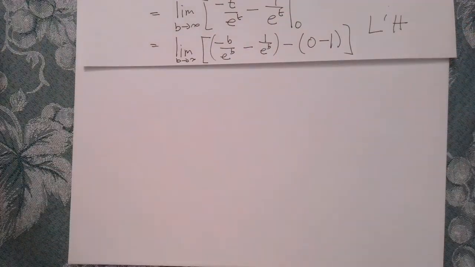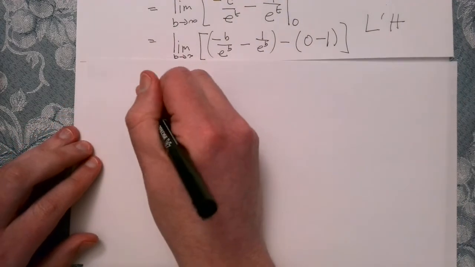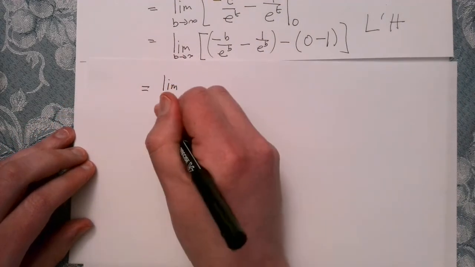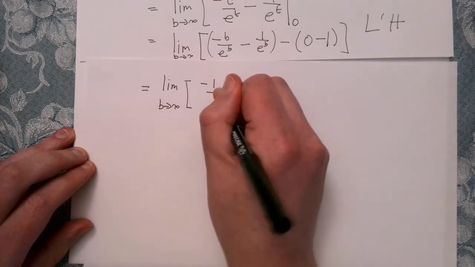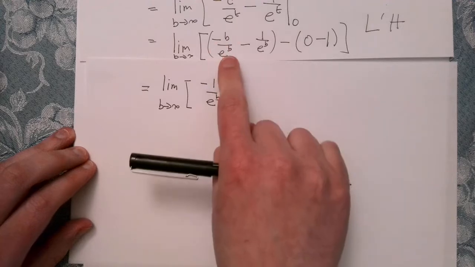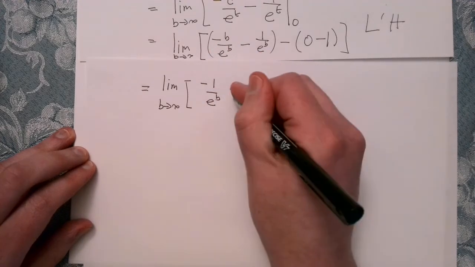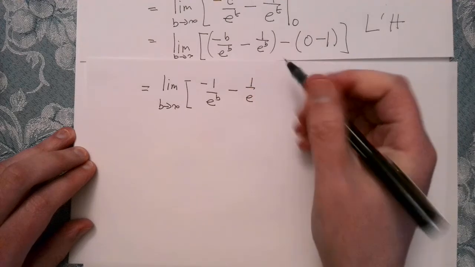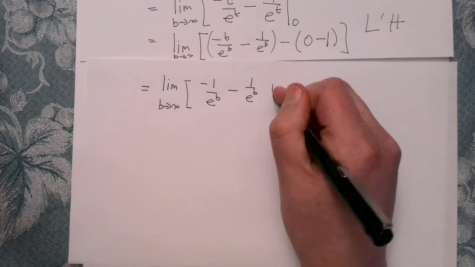Okay, so let's see what we get when we apply L'Hopital's rule. It's going to be minus 1 over e to the b. So I apply L'Hopital's just on this term here, and just copy this down. Of course, I'm not applying L'Hopital's here. It's not in the right form. And then this we said was plus 1.